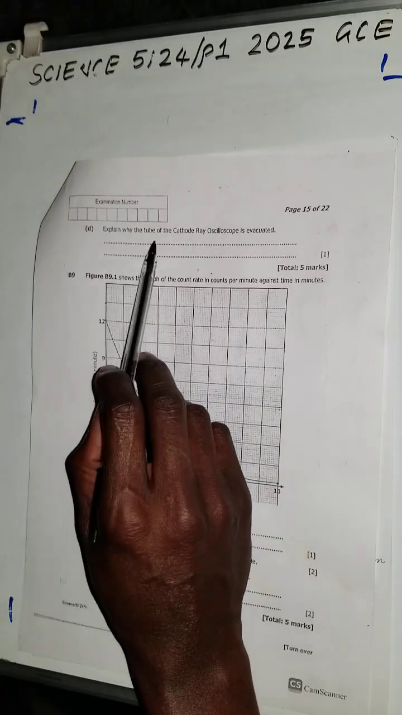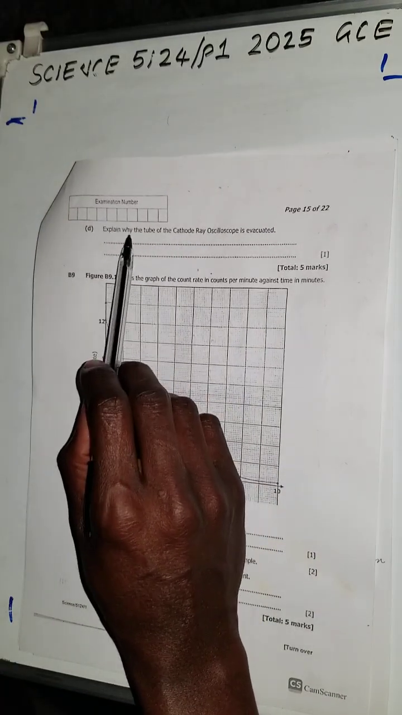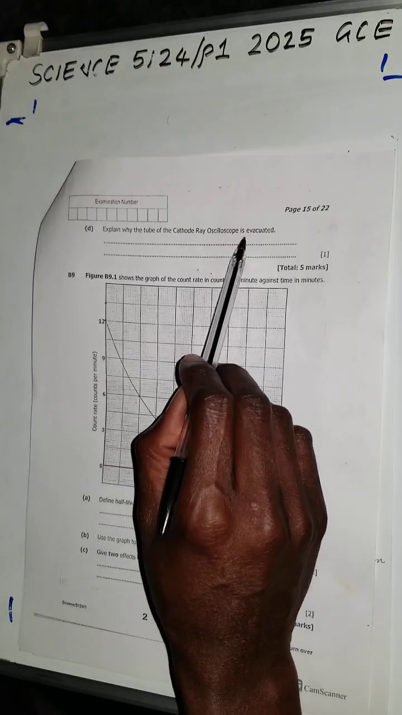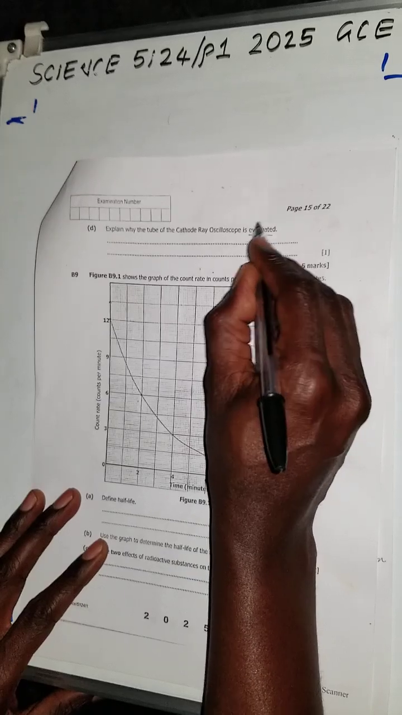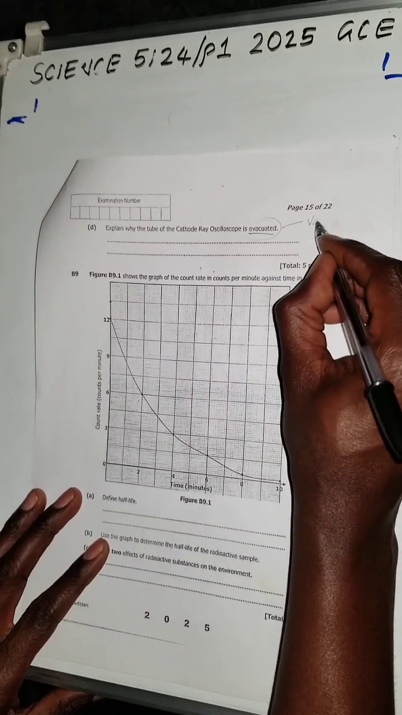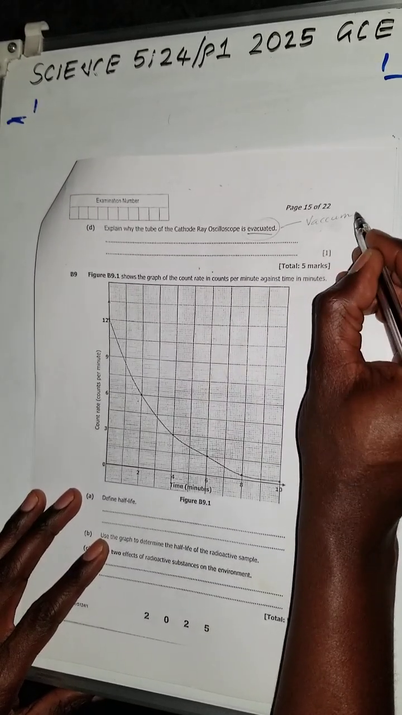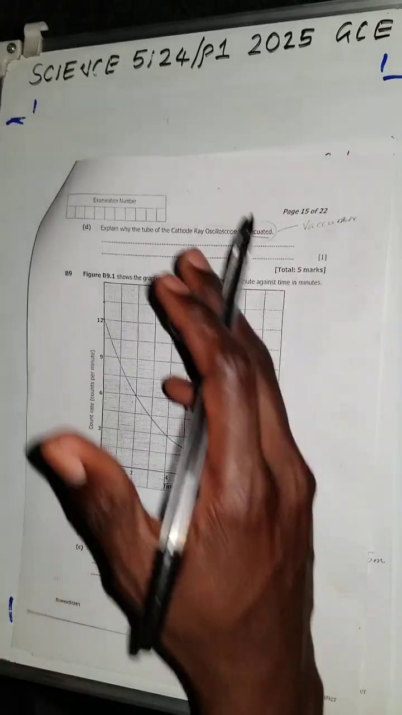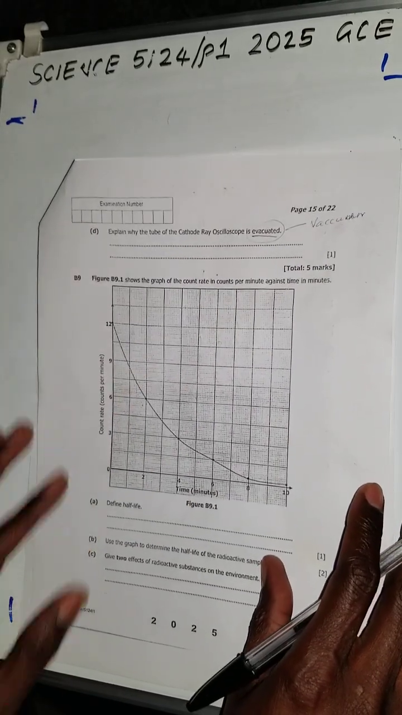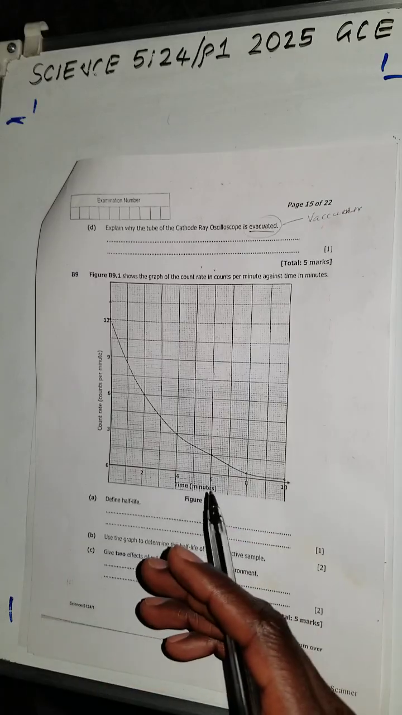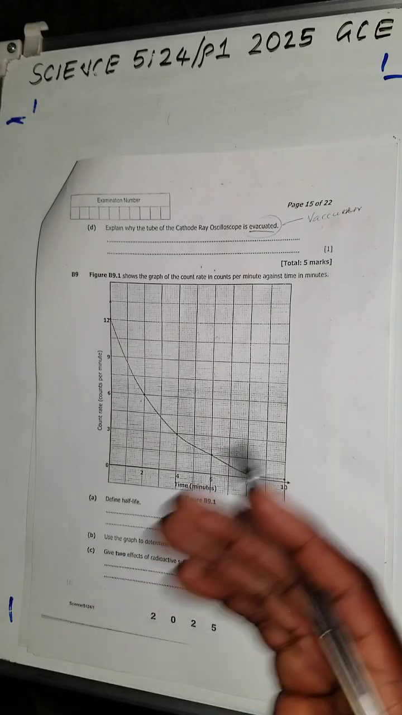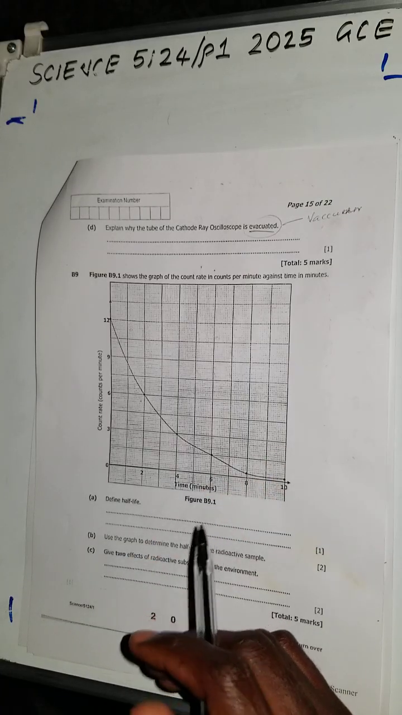Right, let's look at the last part under this section. It says explain why the tube of the cathode ray oscilloscope is evacuated. To be evacuated, in other words, why do they remove air so that it remains a vacuum? There are no air molecules. So that's very important because it actually helps prevent the loss of thermionic emission.